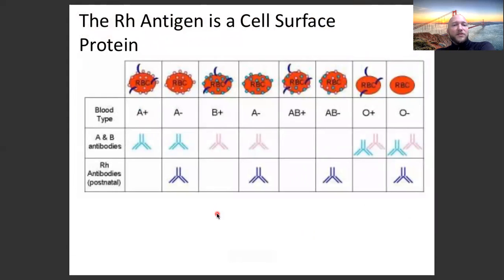Here's the Rh antigen on the cell surface with Rh plus and Rh minus, kind of when you've got them all combined. And with that, we're going to conclude this lecture.